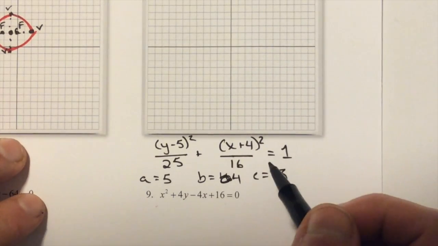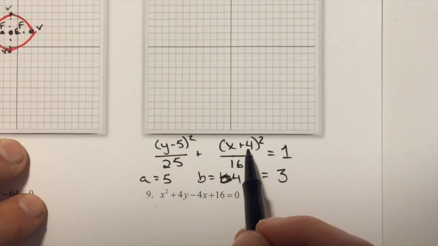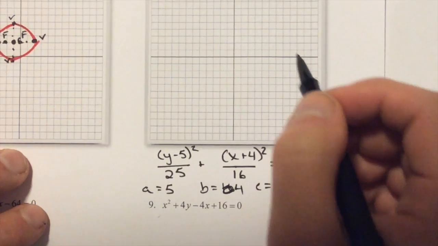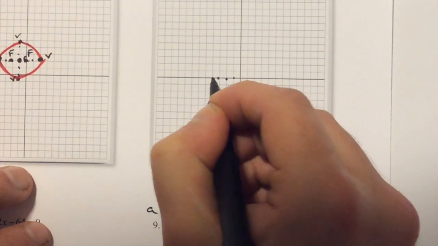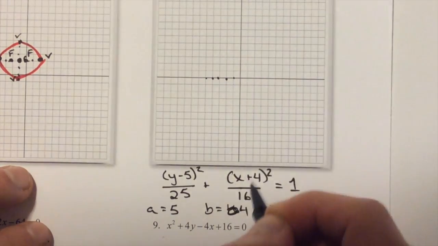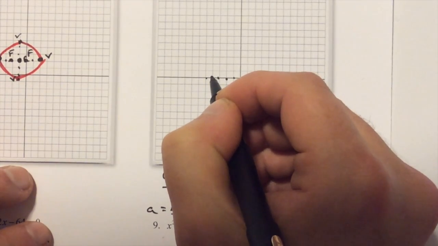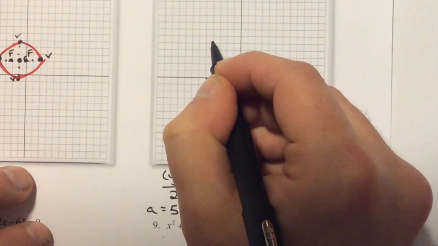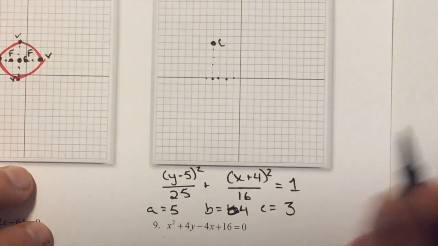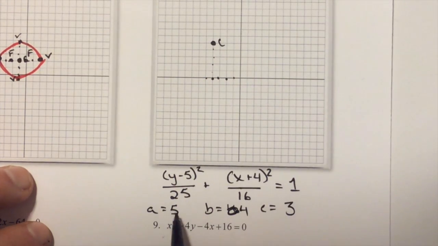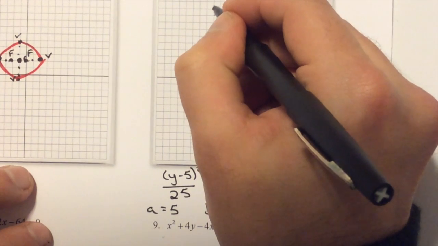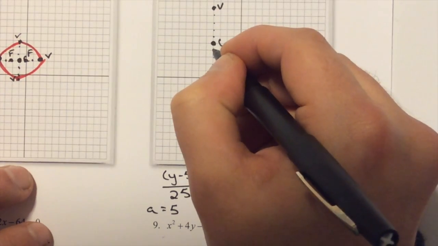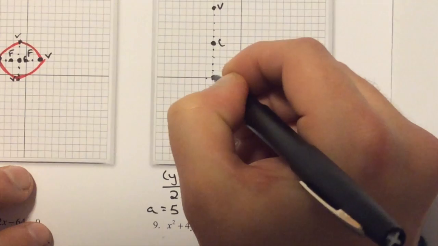So again, we have an ellipse. Our center is at -4, 5. So let's start with the center. I go 1, 2, 3, 4. Sorry, -4. And then I go up 5. 1, 2, 3, 4, 5. There's my center. I go 5 either way on the y-axis because 25 is under the y. So I go up 5, vertex. Down 5, here's my other vertex.